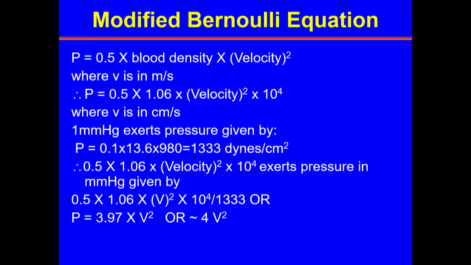Basically, if we apply the SI units and say we are going to use the velocity in meters per second, and we put the density of the blood at 1.06, and then we convert the velocity from meters to centimeters per second, we multiply that by 10 to the power 4, and then we know the pressure that 1 millimeter of mercury exerts. If you divide that numerator by 1333, you end up with 3.97, or that 4v squared.